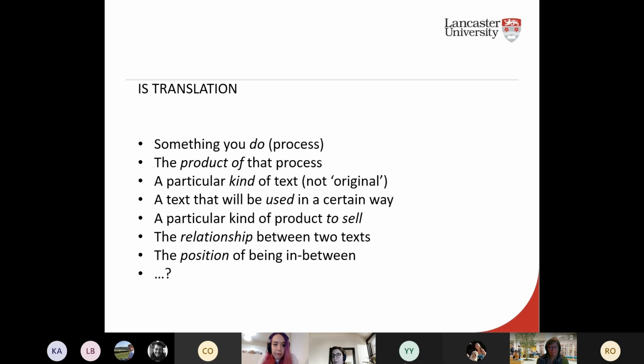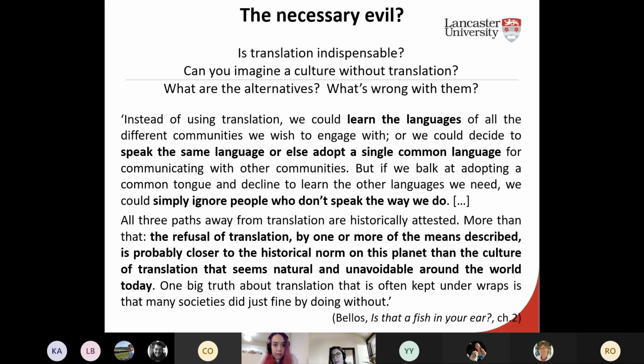So is translation a process? Is it the product of that process? How do you, as students, as prospective translators, think about translation? Is it a particular kind of text, i.e. not the original or copy? Is it a text that will be used in a certain way? Is it a particular kind of product to sell? Is it the relationship between two texts? Or is translation the position of being in between texts and of being in between languages? There are many different ways that you can think about translation. And we'll see how people's understanding of translation has evolved throughout history in this very short taster.